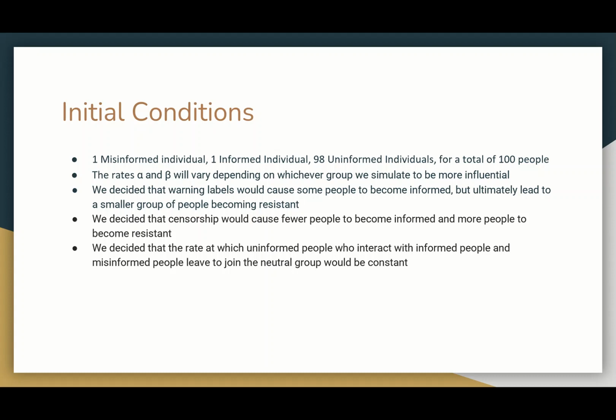Our assumption is that the warning label method would cause some people to become informed, but ultimately lead to a small group of people becoming resistant. On the other hand, censorship would cause fewer people to become informed, and more people would dislike the more extreme method of moderation, and they will become resistant. And for uninformed people, we decided that the rate they interact with informed and misinformed people, leaving to join the neutral group, would be constant.